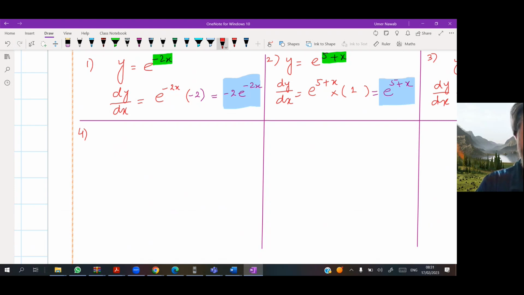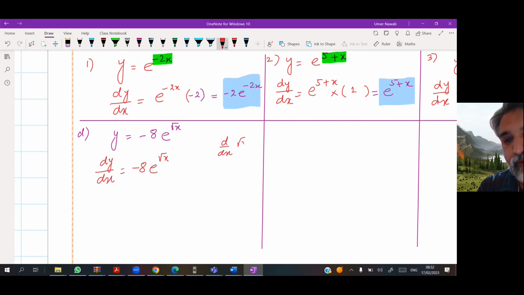Which is the D part. Let me write here D part. y equals minus 8 e raised to power square root of x. Interesting. When I get the dy by dx, minus 8 as it is, e raised to power square root x as it is. Now we have to take the derivative of square root of x. You remember the radical sign shows its power is 1 over 2. You take the 1 over 2 back, and from the power, you subtract 1. So same thing, I will do it here. 1 over 2 goes back, and from the power, you take off 1.